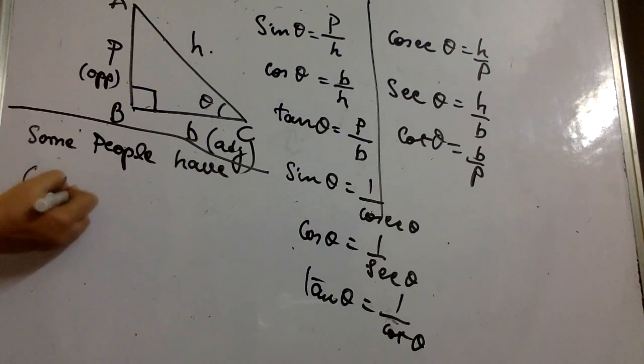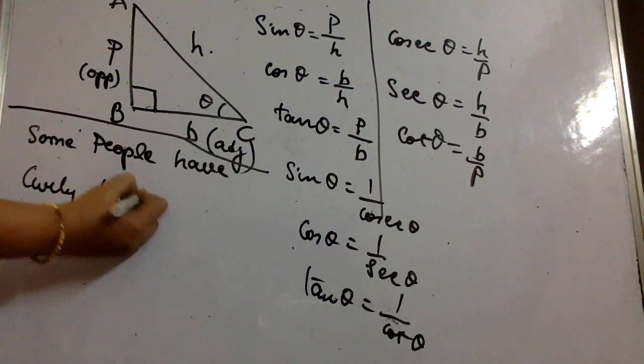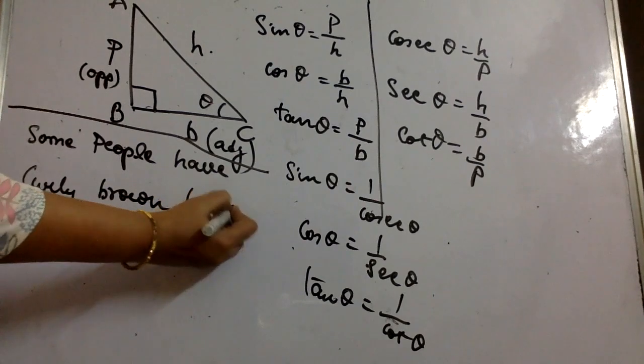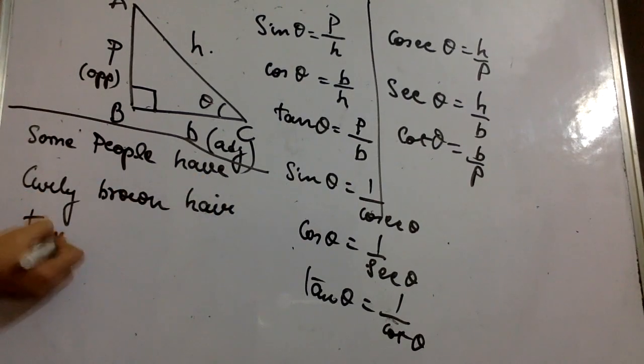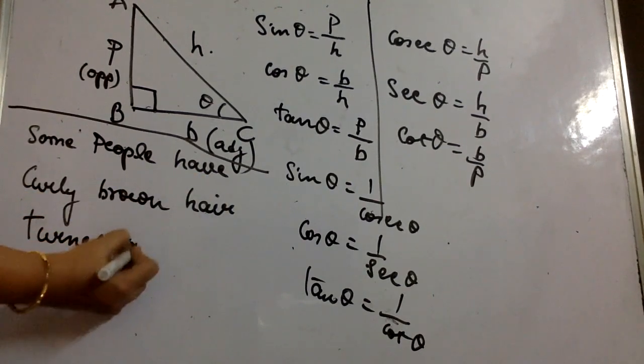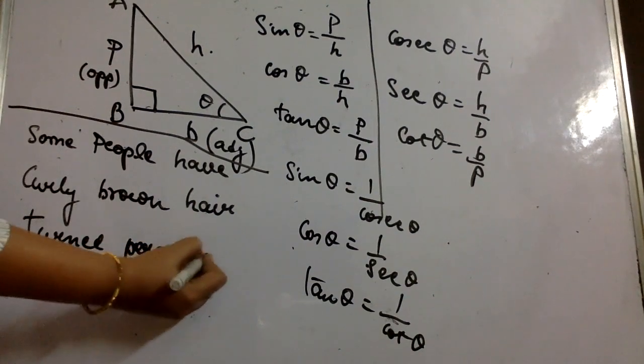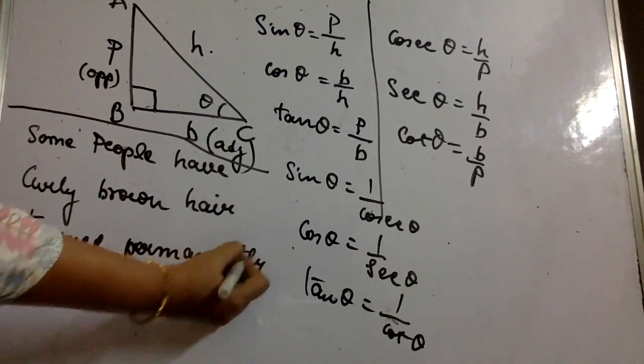Curly brown hair turned permanently black.